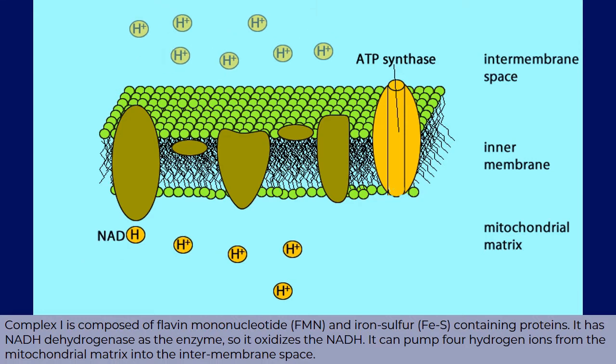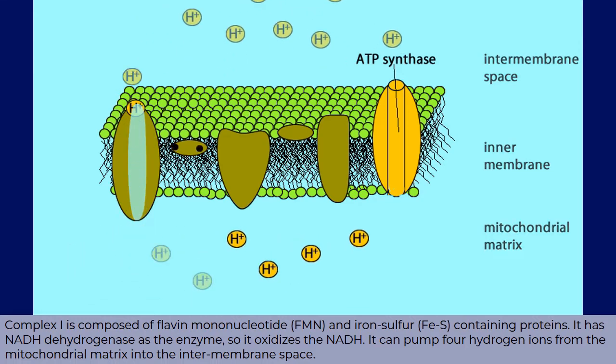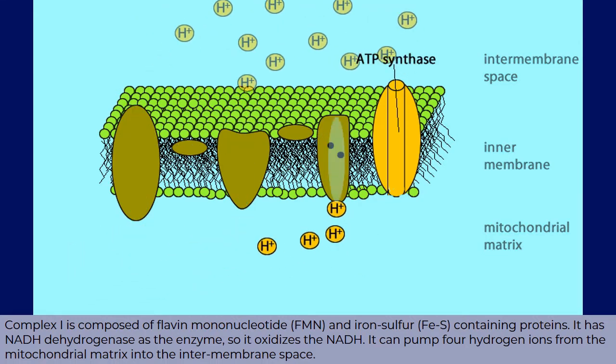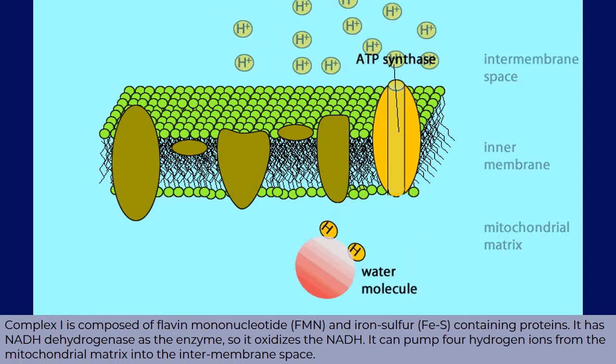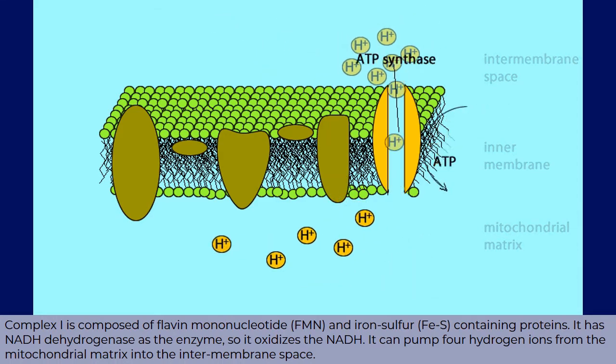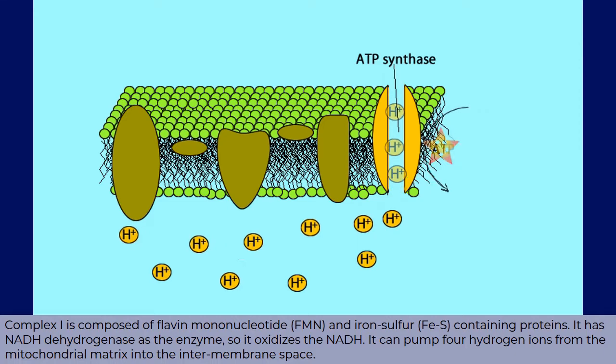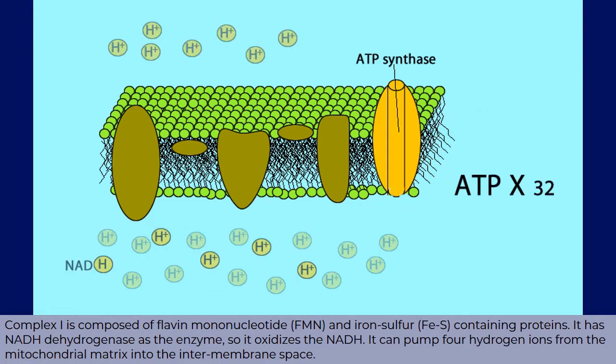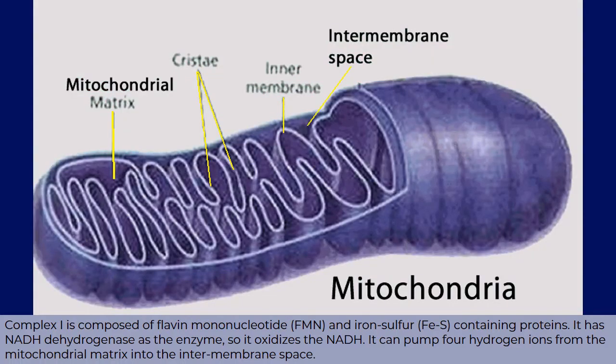There are a total of 5 complexes. Complex 1 is composed of flavin mononucleotide and iron-sulfur containing proteins. It has NADH dehydrogenase as the enzyme, so it oxidizes the NADH. It can pump 4 hydrogen ions from the mitochondrial matrix into the intermembrane space.